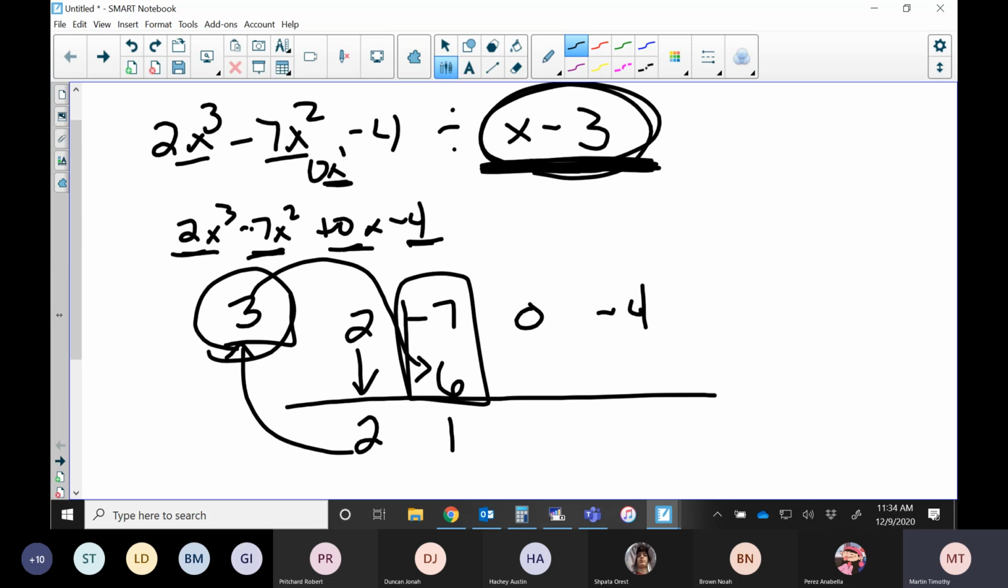I'm going to do that same exact process over again. 1 times 3 is 3. The answer to that goes here. Add these together. 3. Does that make sense so far? Yep.